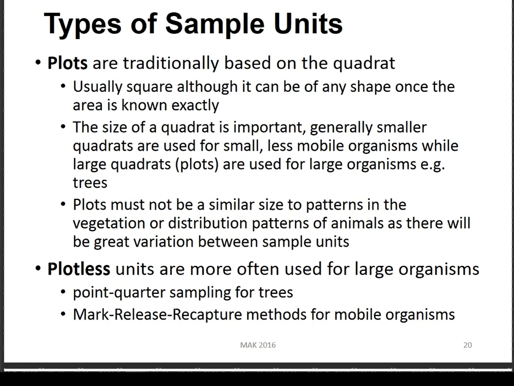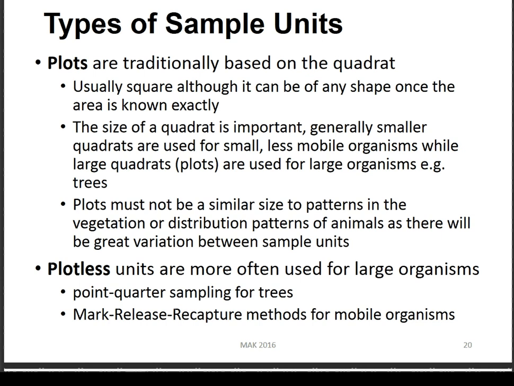We can also use plotless methods. Plotless methods can also be quantitative, and they can also be used to give you an abundance, but you need some more tricky mathematics to work that out. Okay, some of the plotless units which are used most commonly are points quarter sampling for trees.